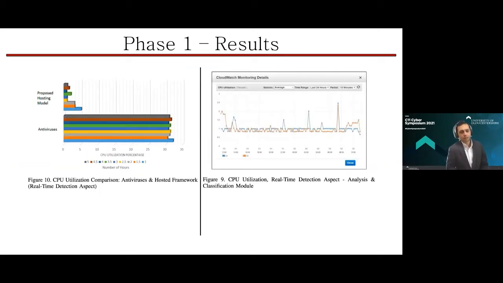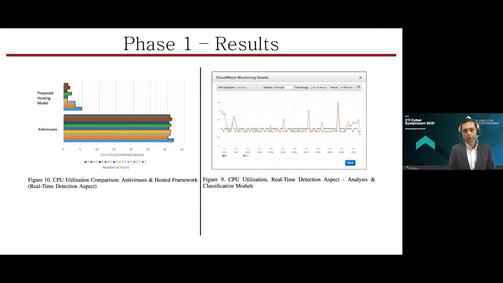So phase 1 results. On the left hand side, the host-based CPU utilization comparison of antiviruses and the hosted framework that we came up with. You can see that the antiviruses consume up to 30% of the CPU power while running in scan mode. The proposed hosting model can go up to 5% maximum, but in all the other iterations, it is less than 5%. On the right hand side, this is the CPU utilization of the proposed hosting model because it's hosted on the cloud, on AWS.